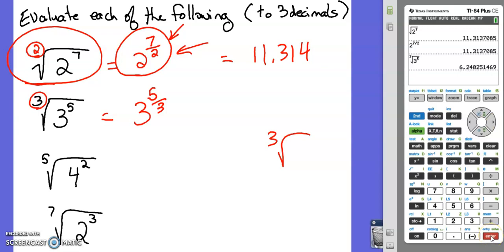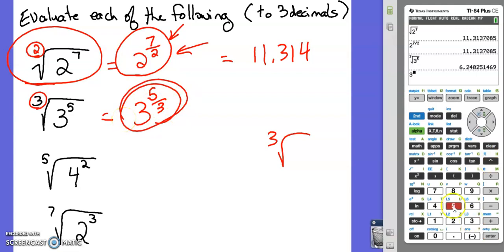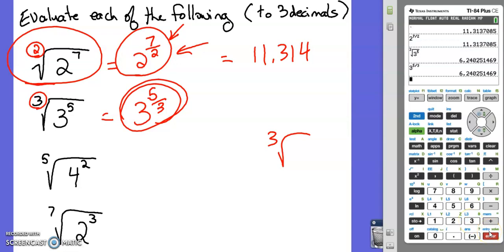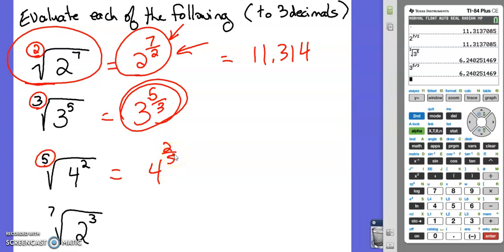Or, again, I think it's so much easier just to type that in. So 3 raised to the 5/3 power. I think it's so much easier than going to the math button and trying to find the root and all that. So it's up to you however you want to type this into your calculator. But if it was up to me, I would just do 4 as the base. It's being raised to the 2nd power. This is your denominator. So I would just type in 4 raised to the 2/5 power, and then get my answer.